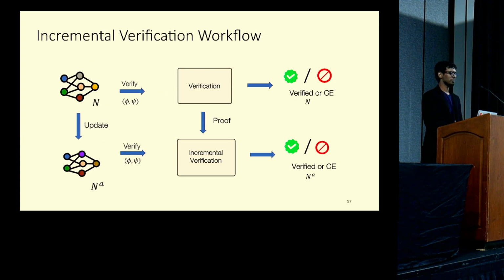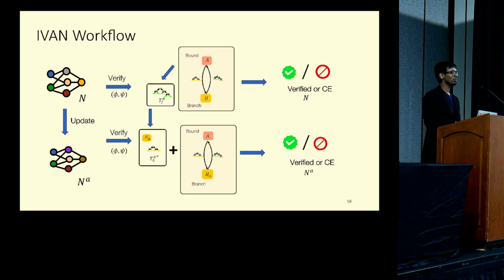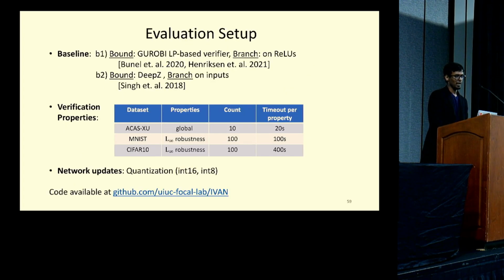And just to recap, this is what we set out for. We wanted to perform incremental verification such that we can be more efficient in verifying the updated network NA. And we have this branch and bound based verifier, which generates a specification tree T. And then we use the specification tree to compute the augmented branching order H delta. We compute this pruned specification tree, and we use these entities to perform fast incremental complete verification. Now I'll move on to the evaluation.